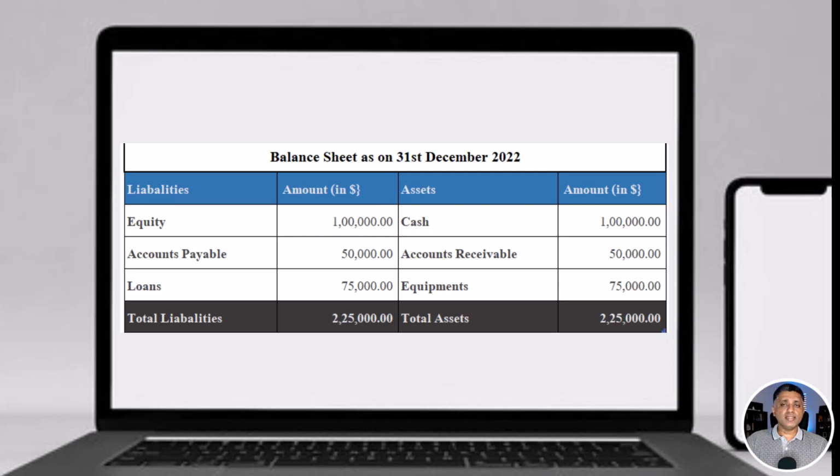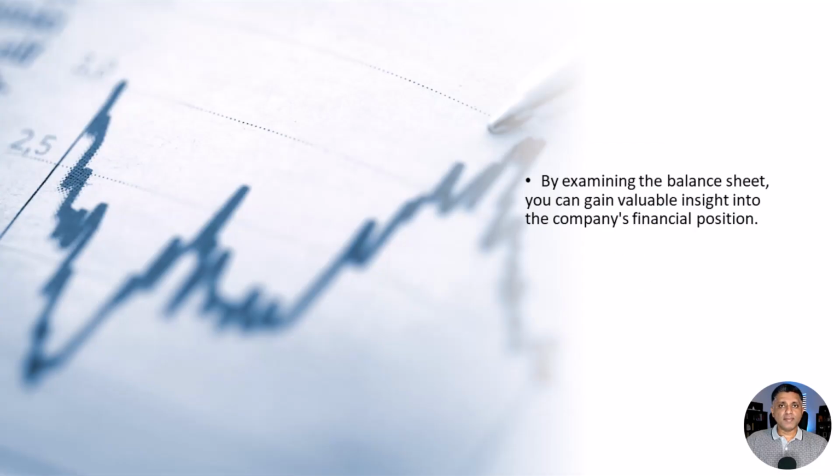By combining the liabilities and equity, we see that the balance sheet equation always holds true. $225,000 in assets is equal to $125,000 in liabilities and $100,000 in equity. By examining the balance sheet, you can gain valuable insight into the company's financial position.